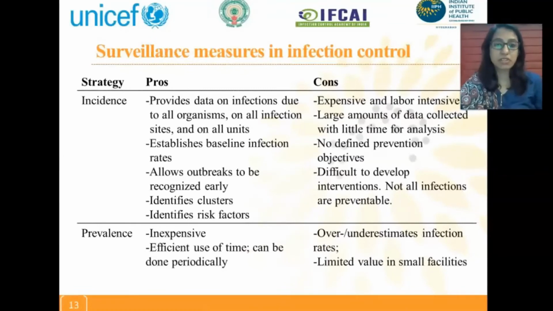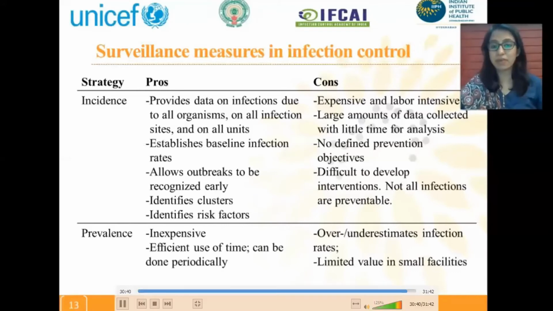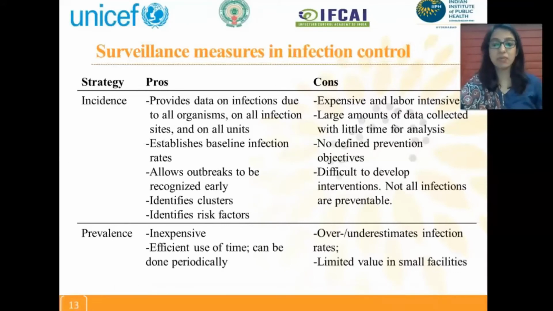So what do we measure? Using any surveillance method, we either measure incidence or we measure prevalence. Incidence gives you baseline information. It allows you to identify outbreaks, clusters, and risk factors. At the same time, it's very expensive, takes time and labor, and a large amount of data is collected. It doesn't allow you to immediately define prevention methods or objectives until, over a period of time, you have understood what is happening. So it takes time to develop interventions.